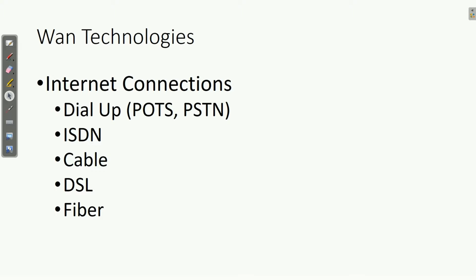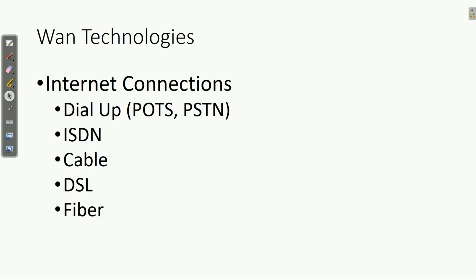A faster option is ISDN, Integrated Services Digital Network. This uses your existing telephone lines. ISDN gives you 128 kilobits of connectivity. So faster speed, it's digital, so fewer errors, so it's a little faster from that standpoint as well.